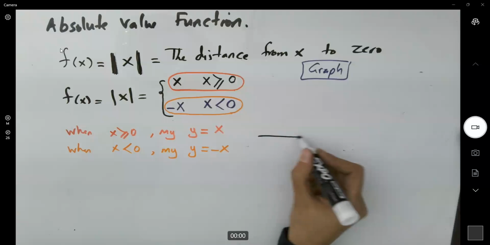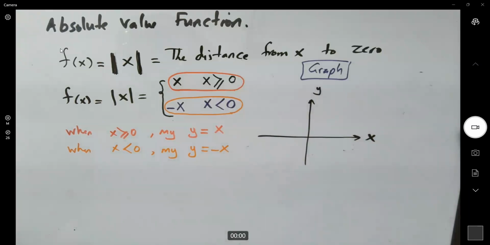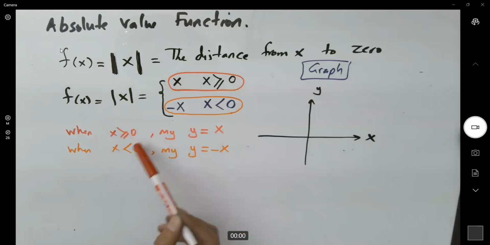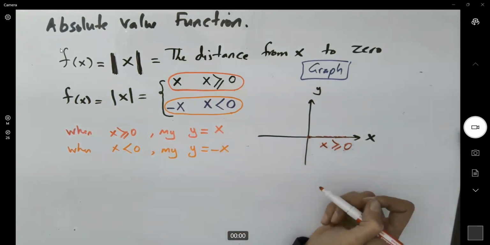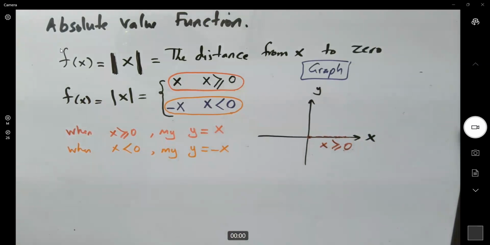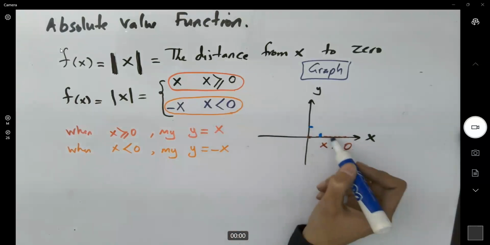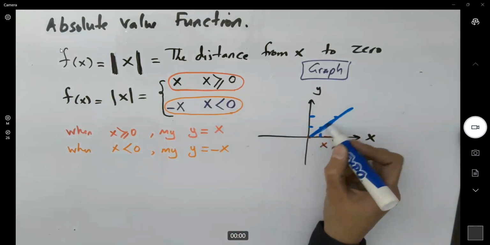To graph this, we have our x-axis and our y-axis. Let us begin with the red part, when x is larger than or equal to 0. It means I'm working on this part of the domain. What is my y value? My y is exactly x. This is just a line. X is 1, y is 1. X is 2, y is 2. So just connect these dots and you have your graph.